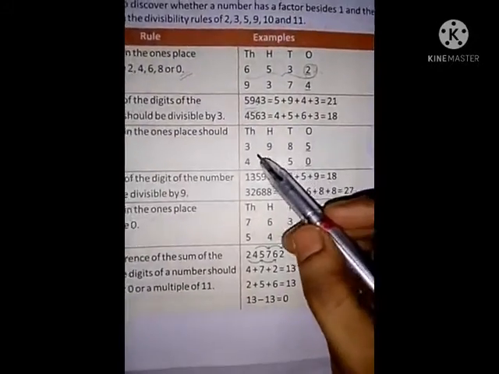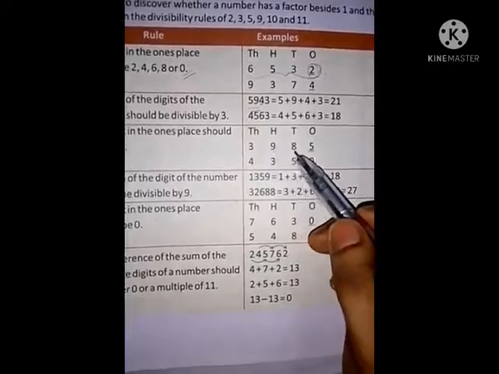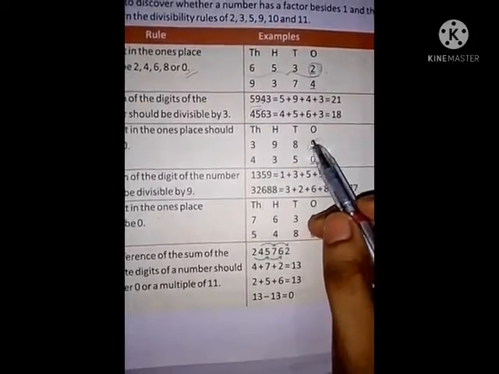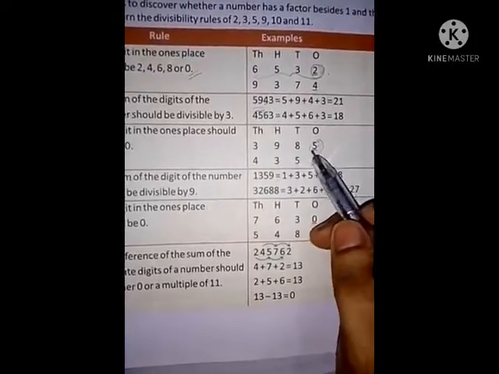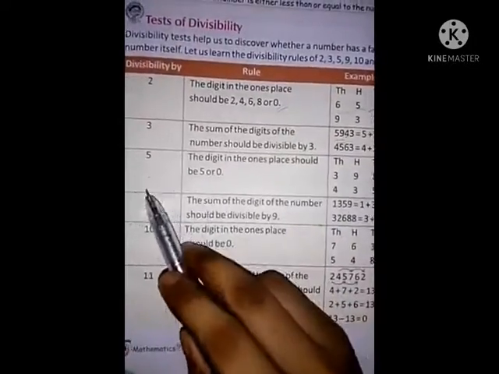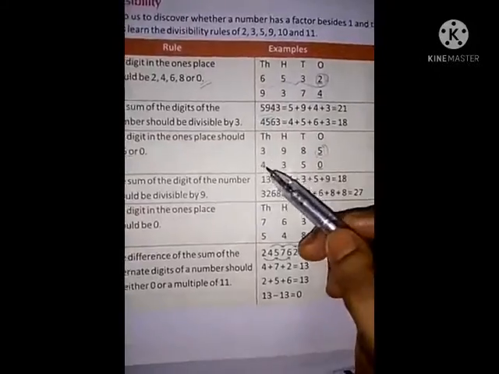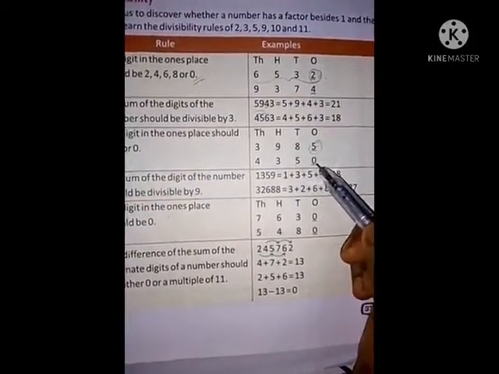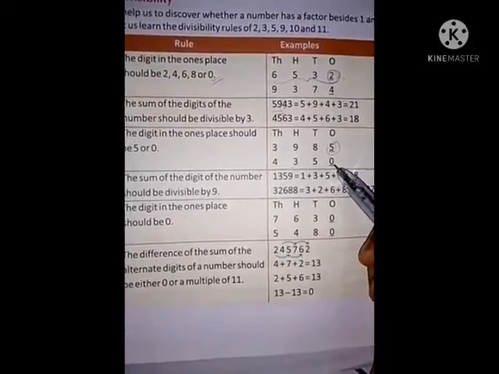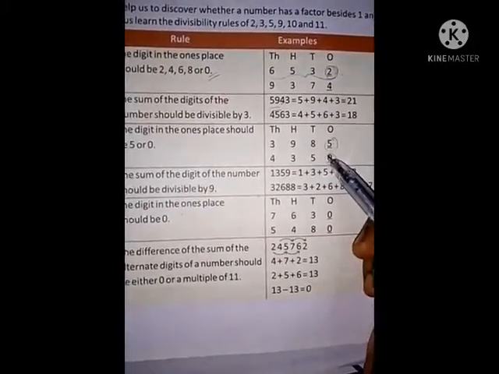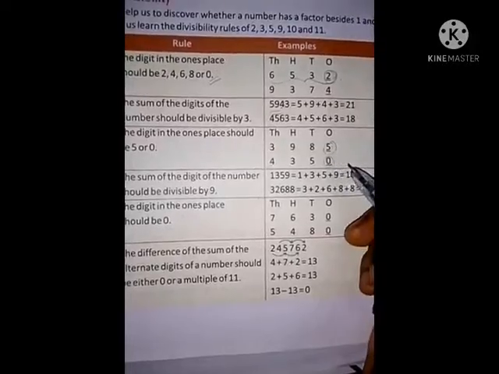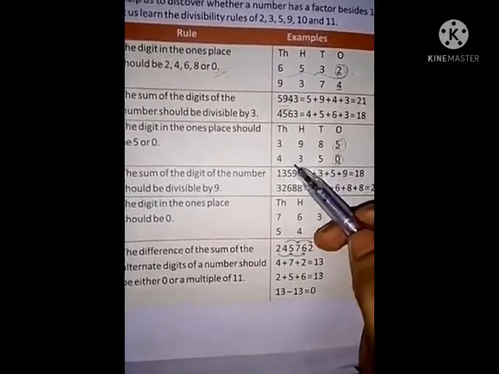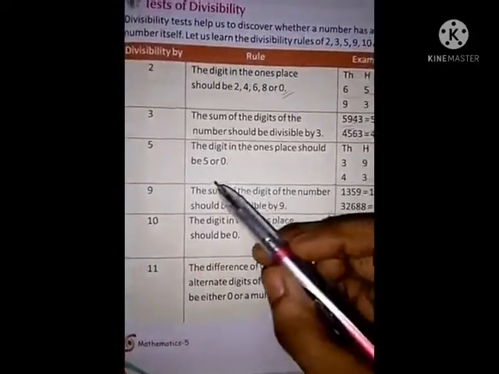See this example, 3985. Here in the ones position 5 is present, so this number is divisible by 5. Okay, students? Again, see this example, 4350. Here we have to see only the ones position, whether 0 or 5 is present or not. Here 0 is present, so we can say that this number is divisible by 5.